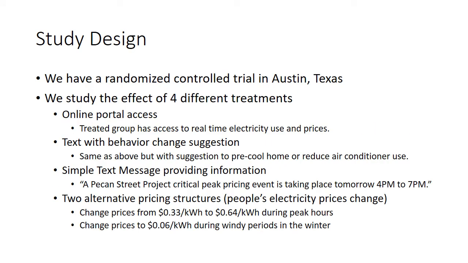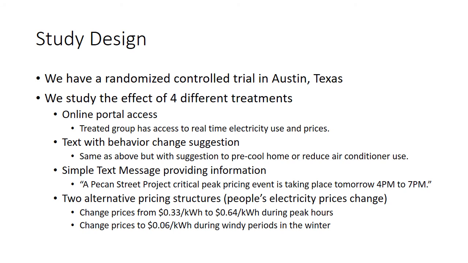The study design: we have a randomized controlled trial in Austin, Texas. We study the effect of 4 different treatments. We give people an online portal. Basically, they can see their real-time electricity use and the price they're paying for that electricity. The participants in this study were on a tiered pricing system, so they basically paid a flat retail price.